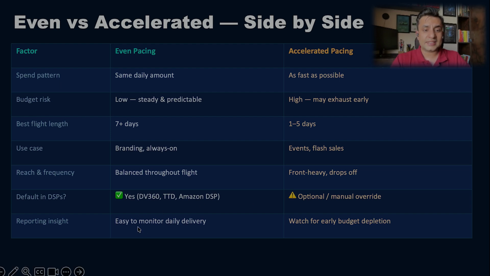Reporting: it is easy to monitor daily delivery when you are downloading the reports. Whereas in accelerated pacing, you have to watch for early budget depletion because your budget can get depleted as soon as possible in the ASAP or ahead pacing.